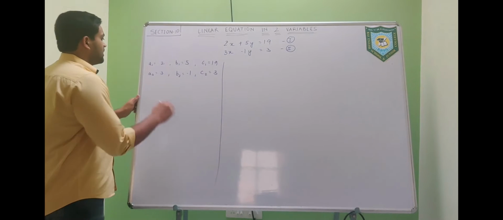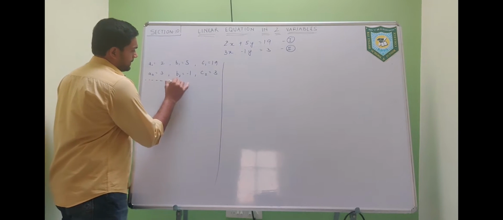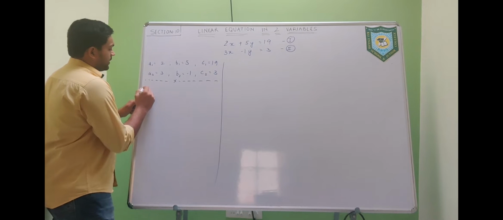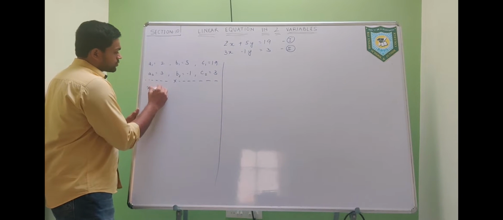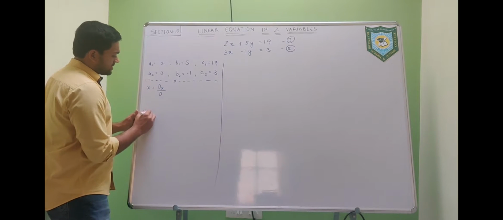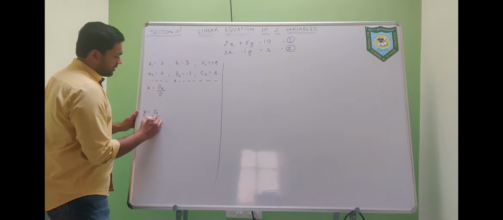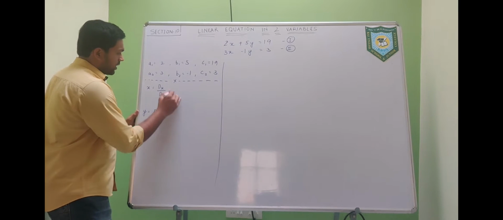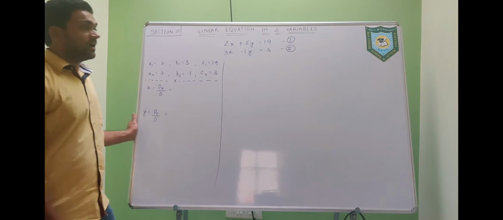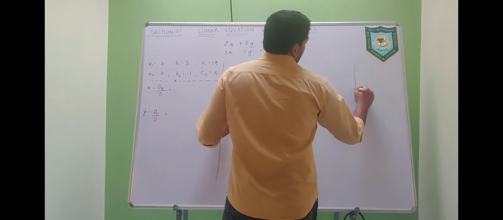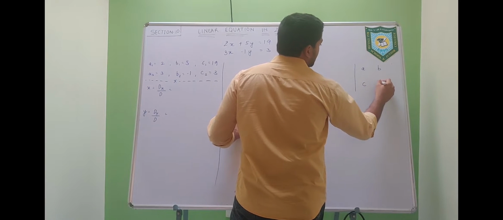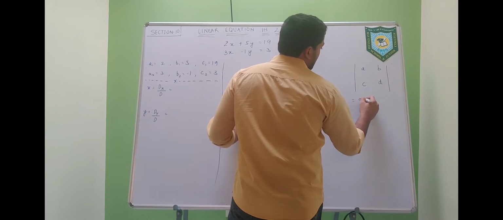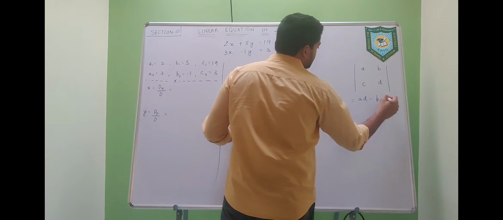Now once we have done this, as we learned in the earlier class, x is equal to dx divided by d and y is equal to dy divided by d. So now we need to find dx and d. As we know from the determinant formula, this is a, b, c and d. This is calculated as AD minus BC.